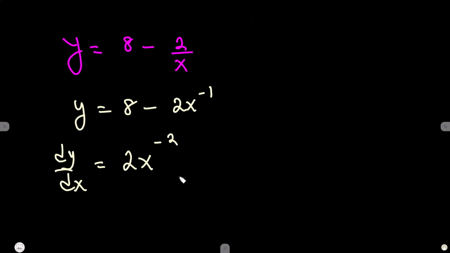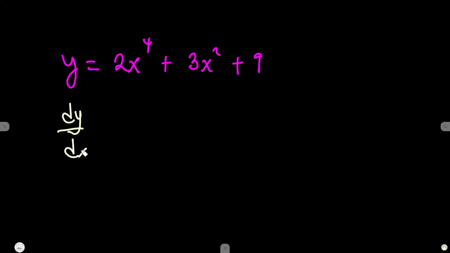Now this is a good answer, but again, if you want to simplify this, it's up to you. It's going to be the same thing as 2 over x squared, okay? So it's entirely up to you how you want to leave your answer. You could just leave it here, or you could write it in a much simplified form, okay?